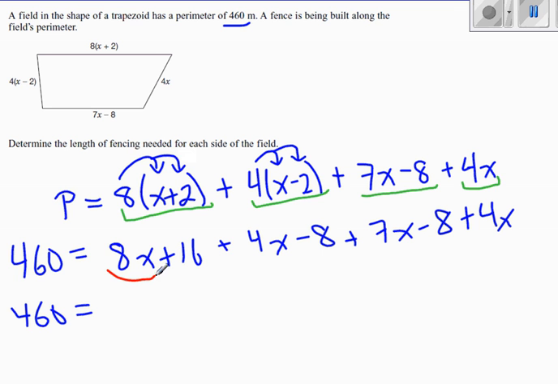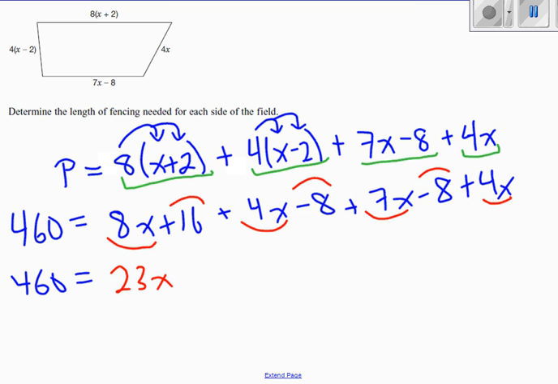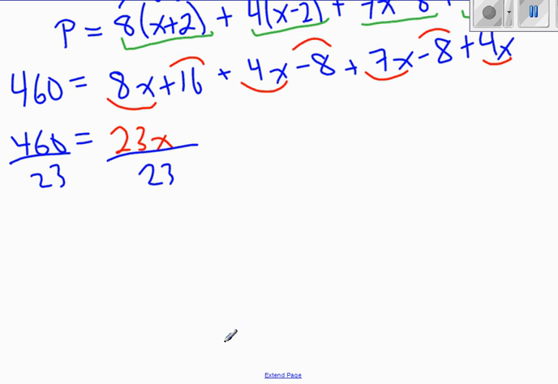So I have 8x plus 4x plus 7x plus 4x. So 8 plus 4 plus 7 plus 4 gives us 23x. Now 16 take away 8 is 8. So I'm left with 460 equals 23x. Solving for x, I get a value of 20.